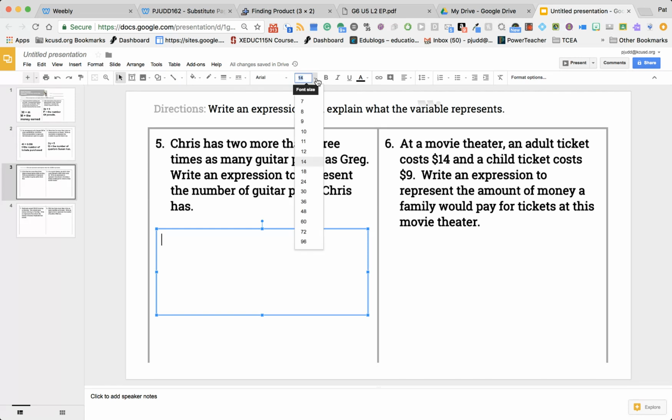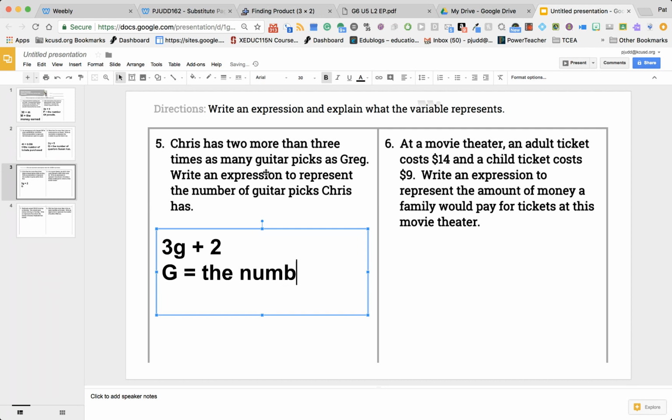So now, the way you're going to write your expression, which I have no doubt is exactly what you did, we have 3G, I'm going to put that for guitar picks, plus 2. And G represents the number of guitar picks.